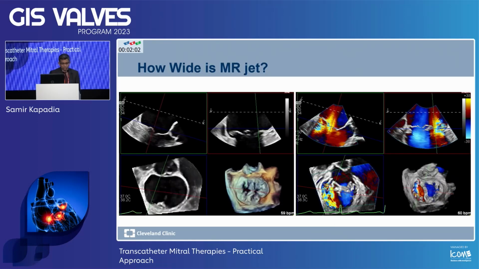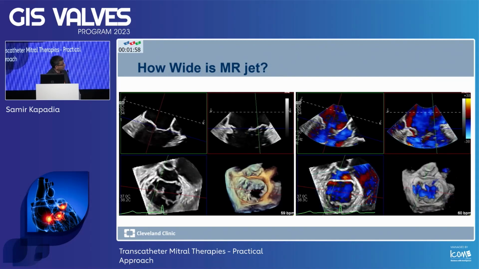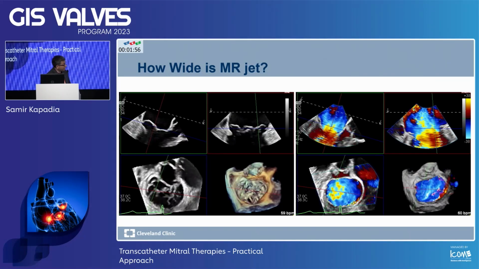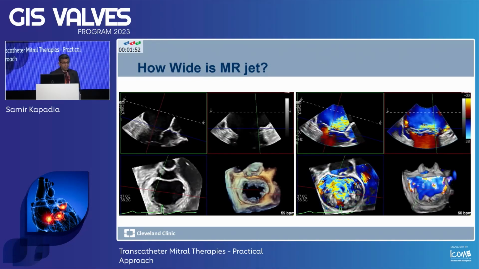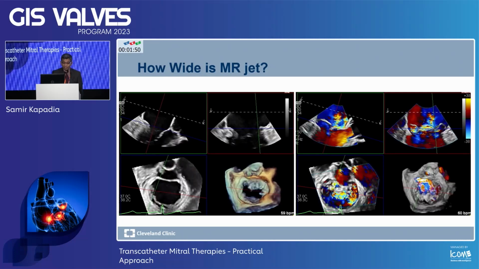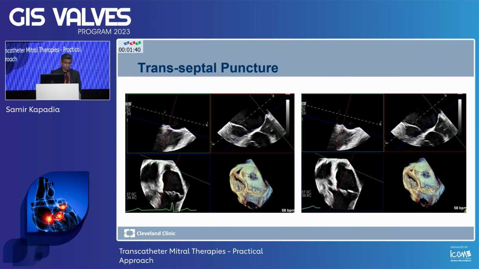The MR jet is super wide, so we are putting the biplane here, and you can see that it is even leaking laterally. So not just in the middle, but it is even leaking laterally. So this is not an easy case for mitral valve surgery. So we randomized him, and unfortunately, I was praying that he randomizes to surgery. He randomized to clip. So we have to do a clip now, and we have to get 2+ MR.